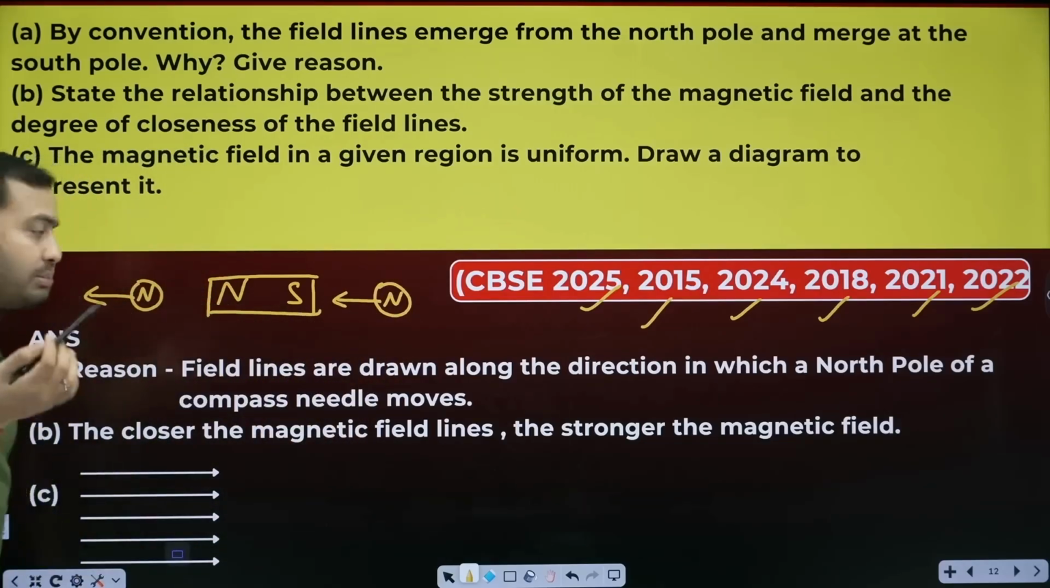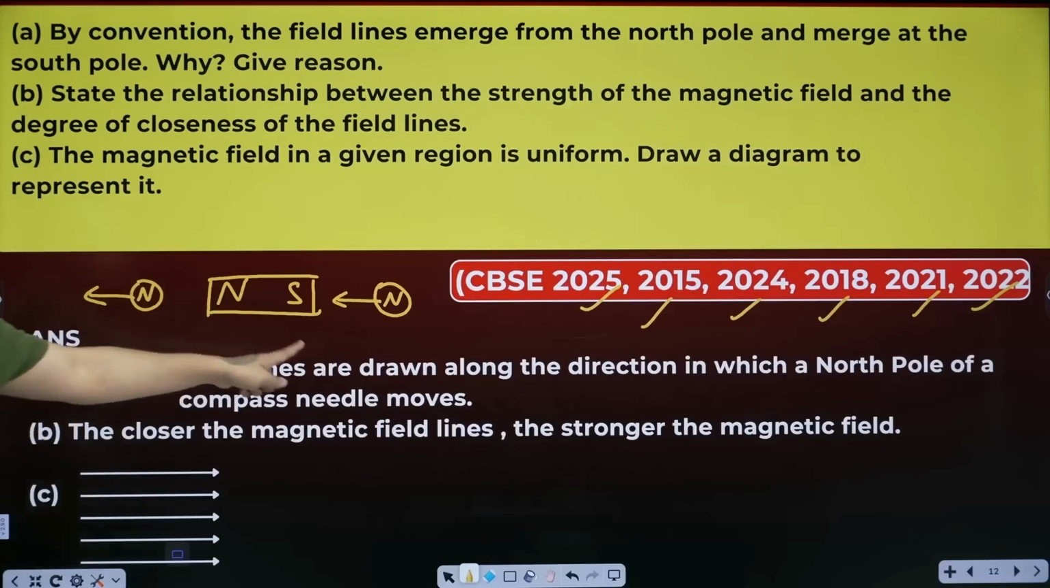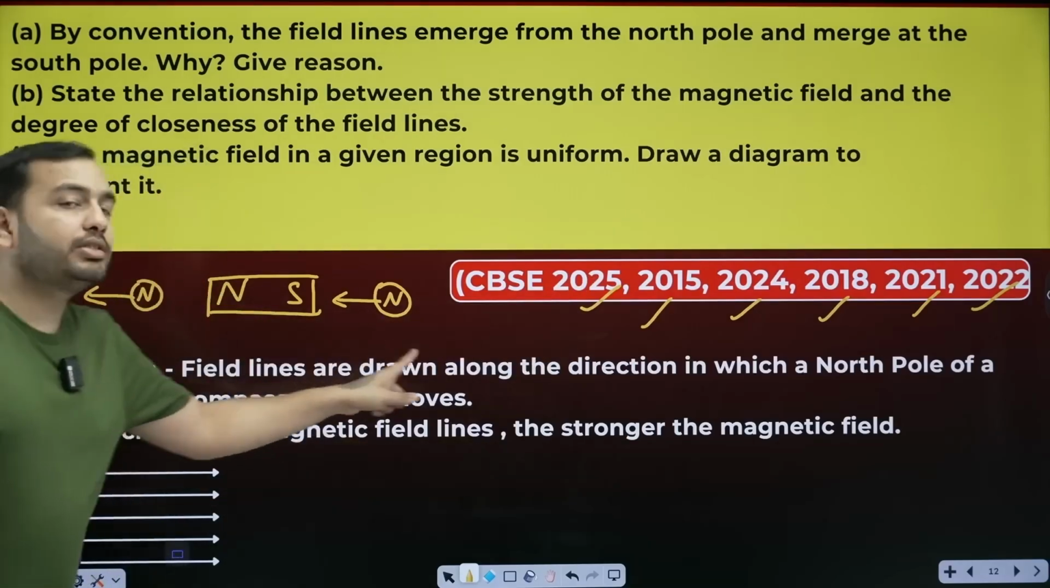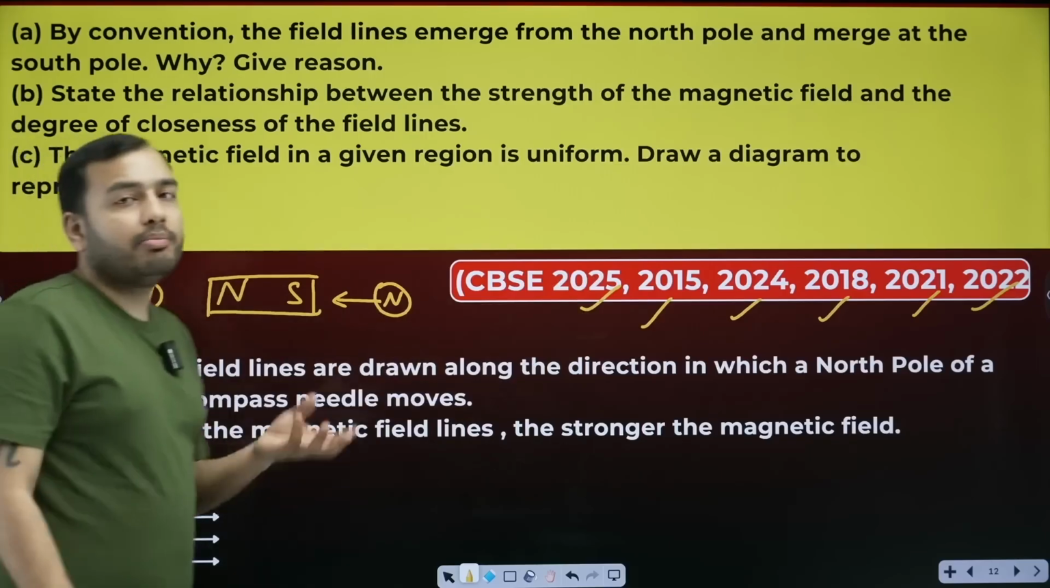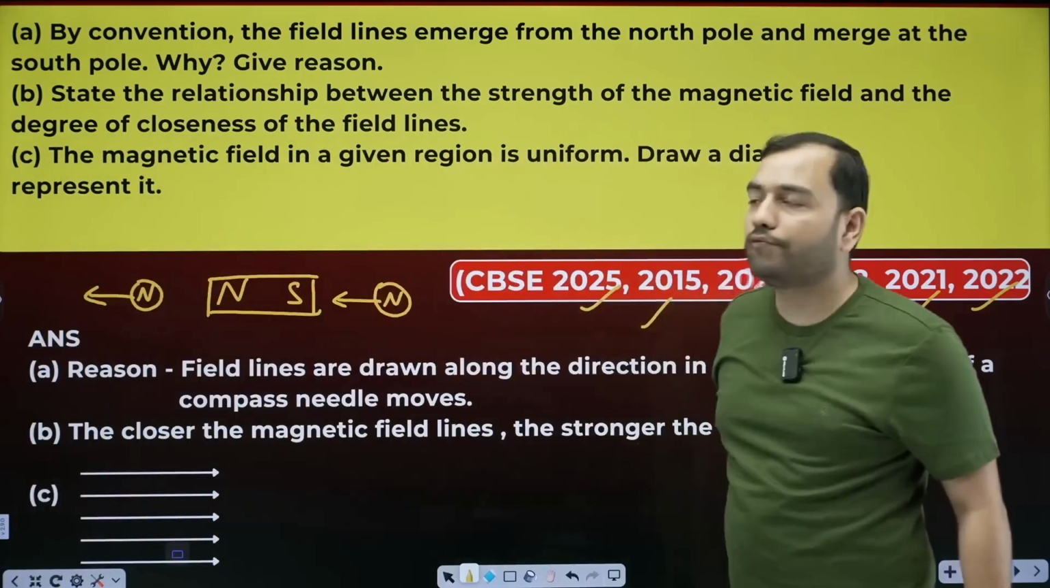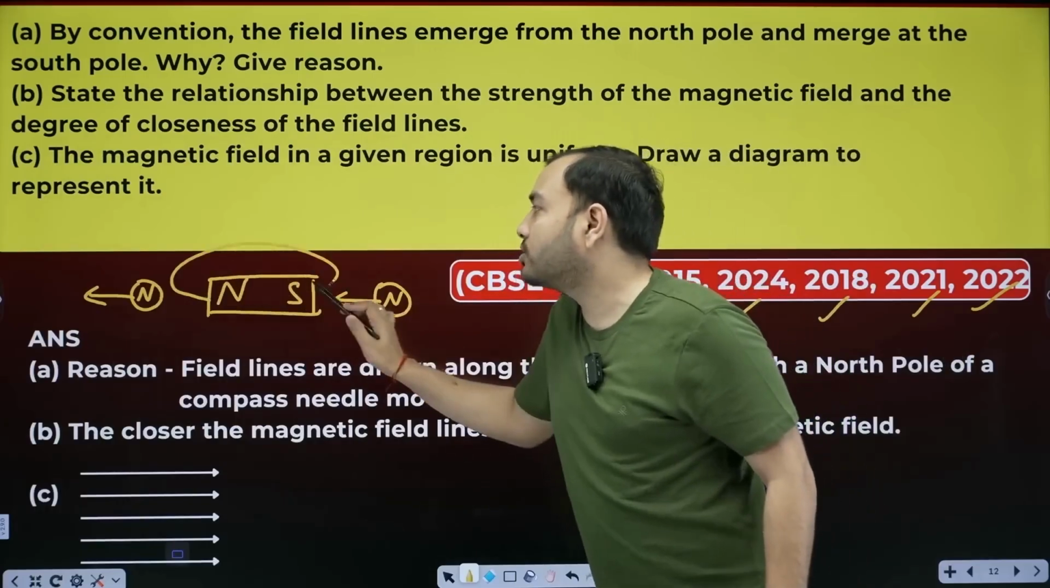This is why it's happening. The same is written. Reason: field lines are drawn along the direction in which the North Pole of a compass needle moves. So this is its reason, because the North Pole of the compass ran in this direction. This is the direction of the field line. That is why it emerges from north and goes to the south.